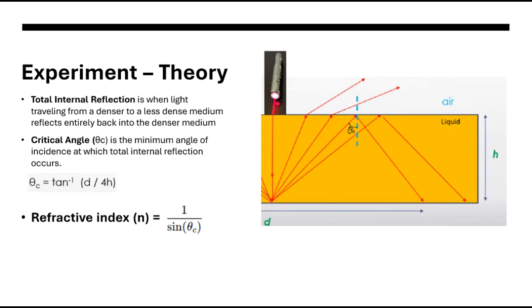When shining a laser in a liquid of known depth, we can measure the diameter of the circle the light makes. Using the following formulas, we can then relate these values to calculate critical angle and then refractive index.